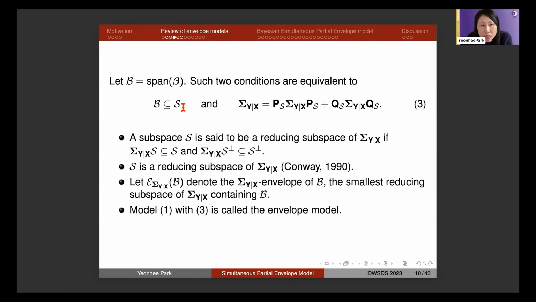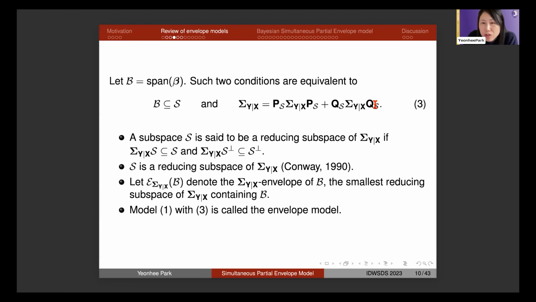It means that the immaterial part, which is orthogonal to the space S, which is the basis for the complement of S, will not provide any information for estimating beta. And the second condition, the independence, provides us such a decomposition of the variance sigma with the variability due to the material part P_S Y and variability due to the immaterial part Q_S Y.